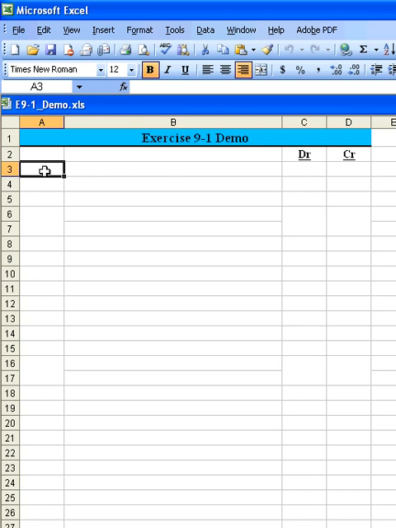Hi. In this demonstration, we're going to work on exercise 9.1. On April 8th, we have some credit card sales where we receive cash. Now, we need to record the receipt of the cash with a debit, we need to record the credit card expense, and we need to record the sales.